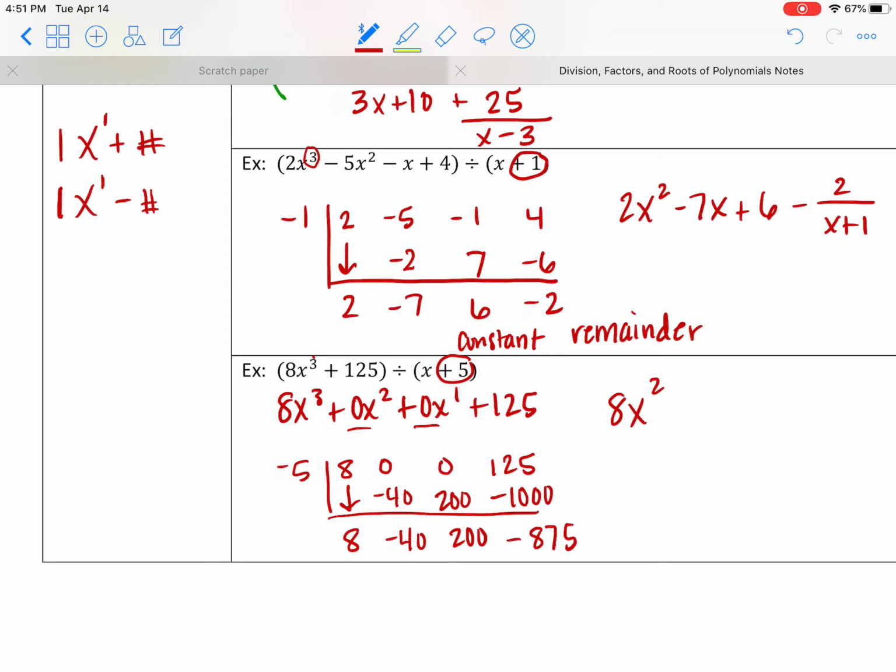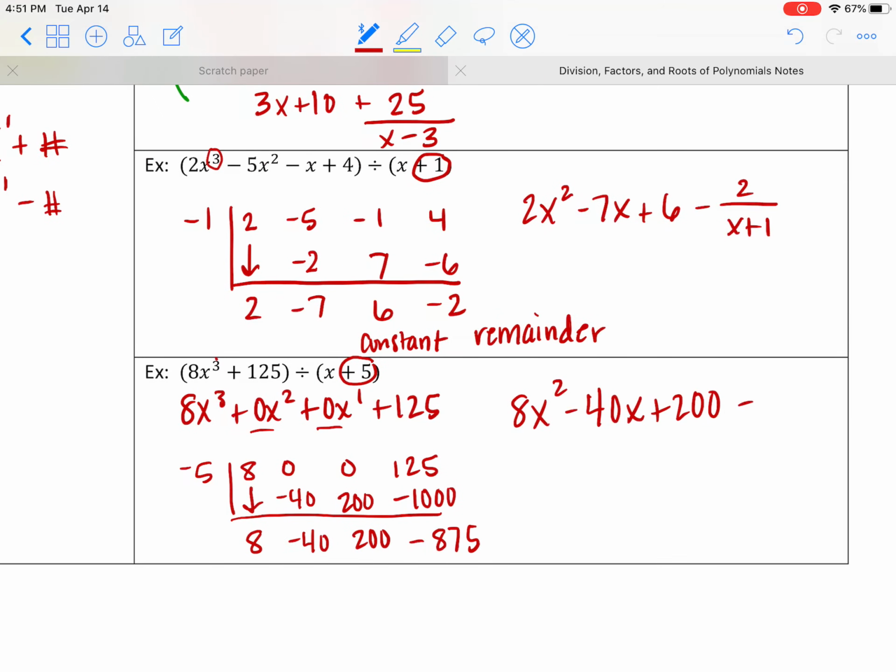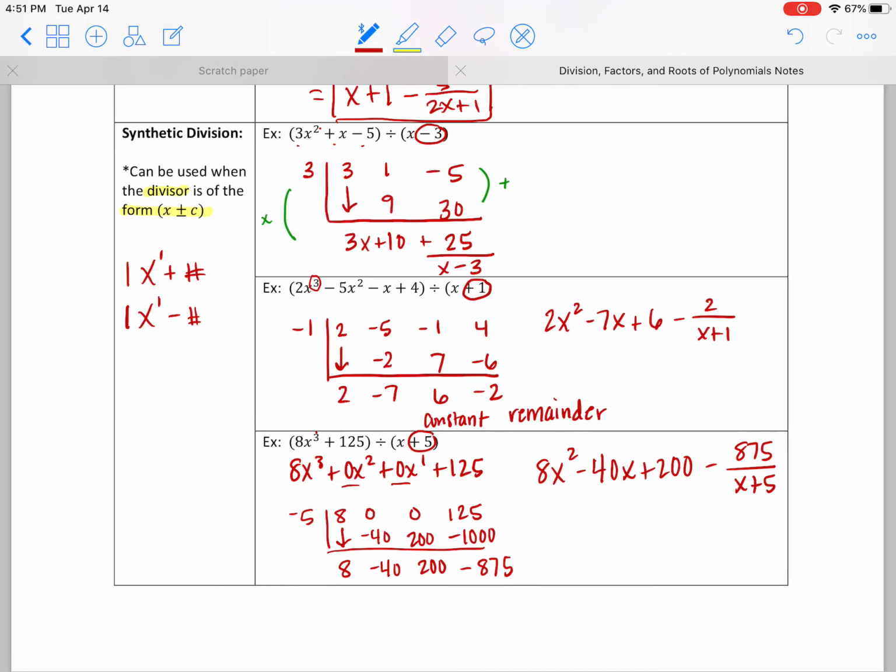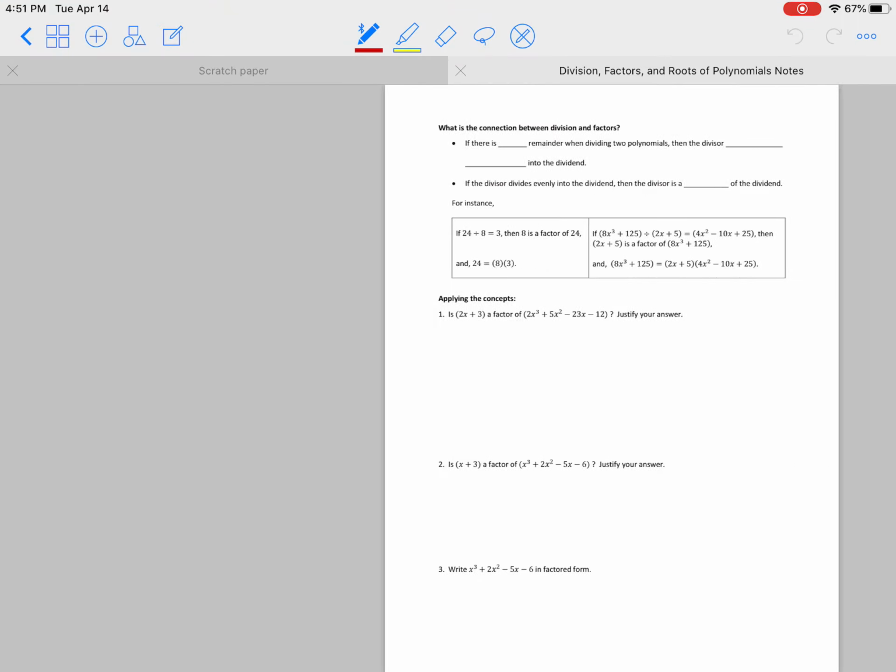875. And we started with a cube, divided that down, so now we have 8x squared minus 40x plus 200, and then minus 875 is my remainder over the divisor, which was x plus 5. Okay, so I like that a lot better than the long division, but remember you can only use that if our divisor is of the right form.